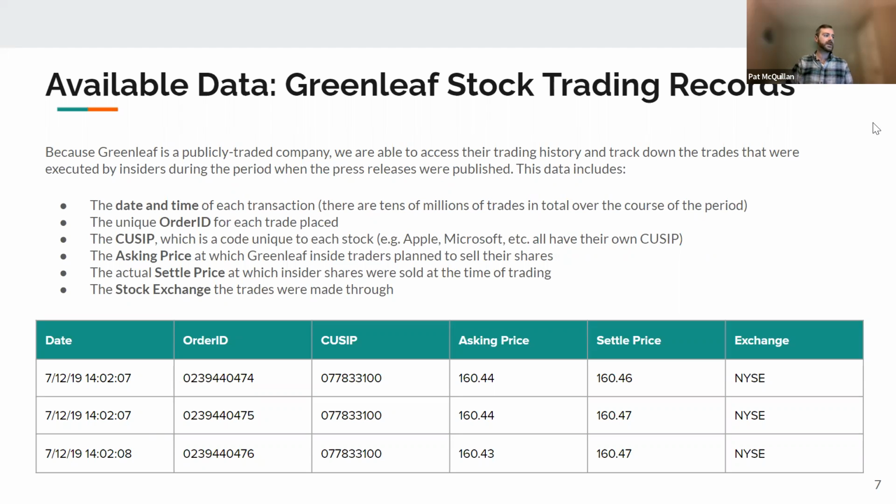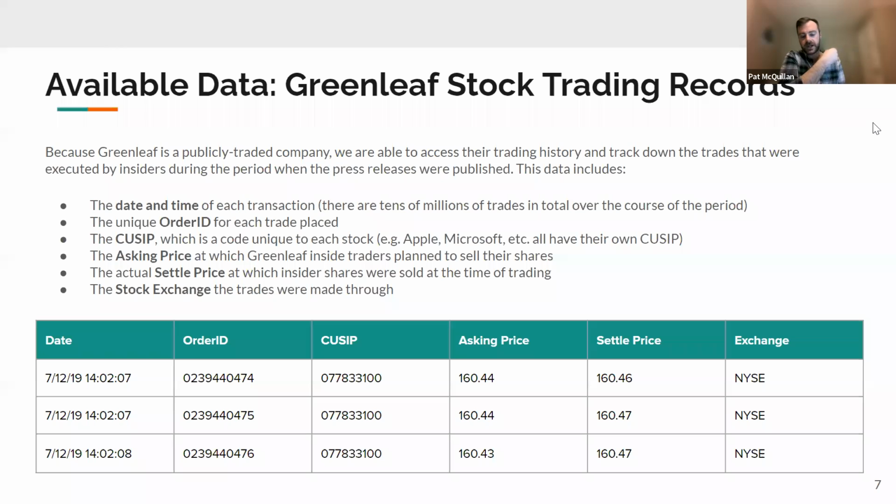We have the unique order ID for each trade. We have the QSIP, which is just a code used by stock exchanges to be a unique identifier. So this QSIP is going to be the same throughout the entire data set. It's just the Greenleaf QSIP. It indicates Greenleaf stock. We have the asking price, which is what they tried to sell it at, and the settle price, which is what it actually sold at.